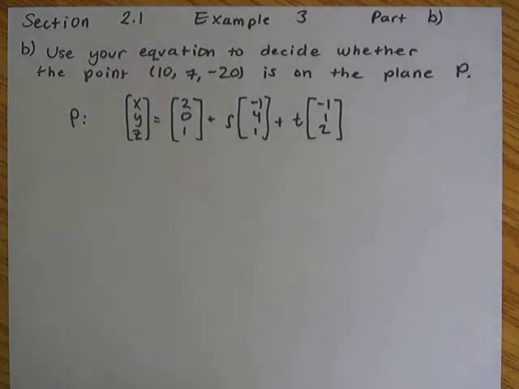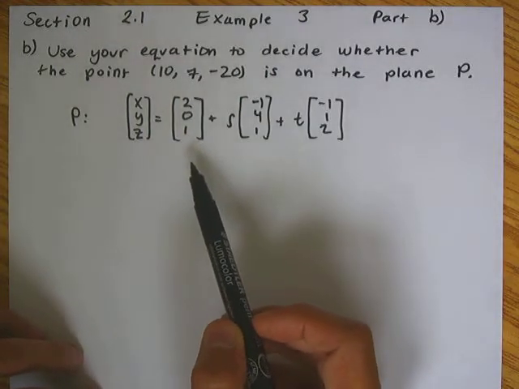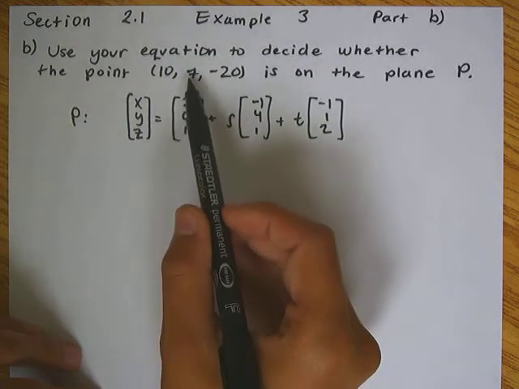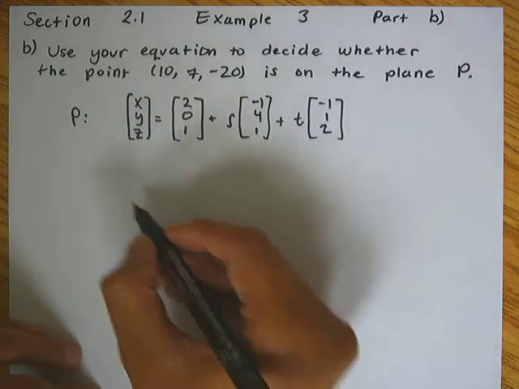This is example 3, part B from section 2.1. So part B asks us to use our equation to decide whether the point (10, 7, -20) is on the plane P. This is the equation that we got from part A for plane P. And what we're going to do is sub in this point into this side of the equation and then see if everything works out.